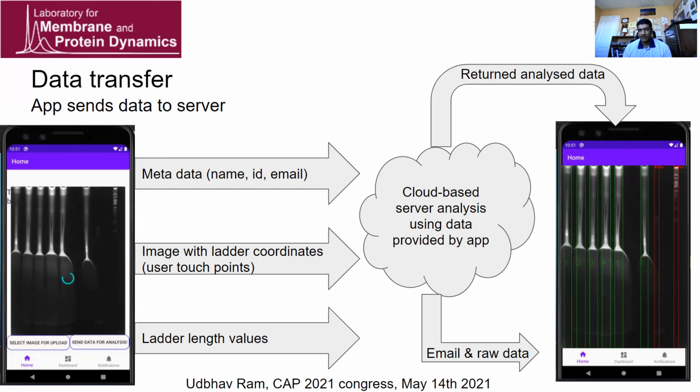Now, once the server receives all this, it begins the cloud-based analysis process that we'll now go into using this data that's provided by the app. And then what it returns is the analyzed data along with an annotated image, as well as an email to the user with the raw data.